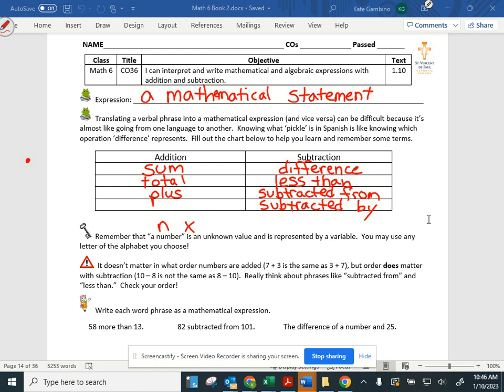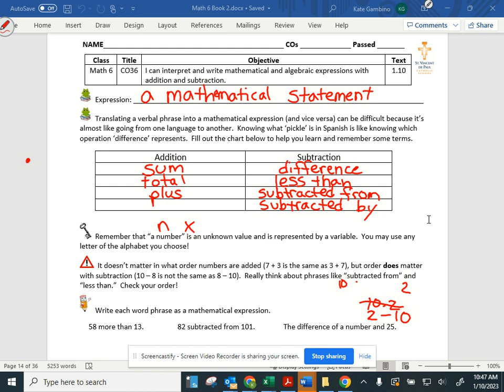Think about phrases like subtracted from. If we say 10 subtracted from 2, how do you think we would write that? 10 subtracted from 2. Am I going to write that as 10 minus 2? Because we're taking 10 away from 2. So it would not be 10 minus 2. We have 2, and we're taking 10 away from it. So be careful when we're looking at this, when we're subtracting. If it's subtracted from, we're taking it away from that second number.